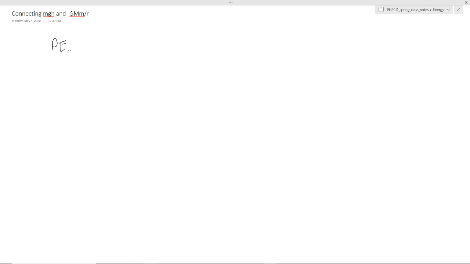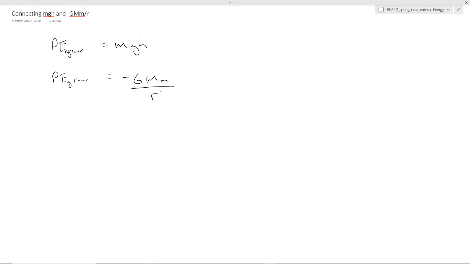So we had talked about two different ways of describing potential energy due to gravity, that it could be mgh, but then we also looked at this way where we integrated Newton's law of gravity and found that it was negative GMm over r. And the issue is that these two pictures better reconcile. They better be the same thing if we look at the appropriate conditions.